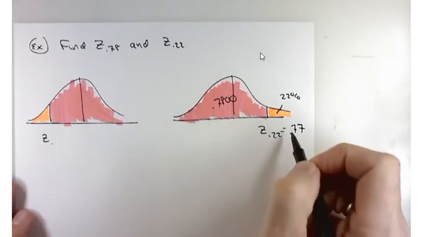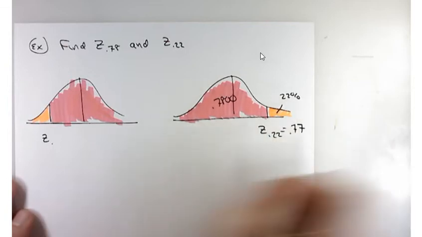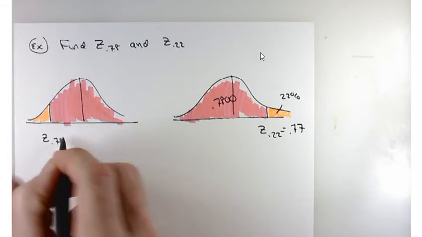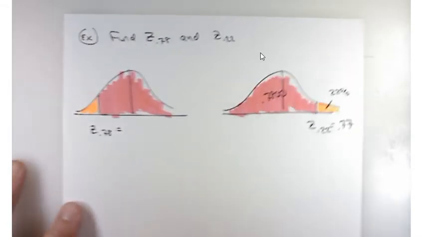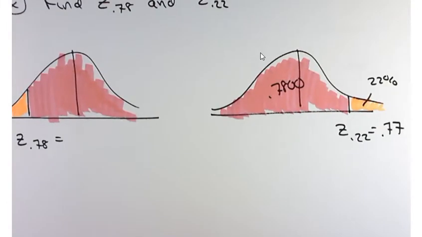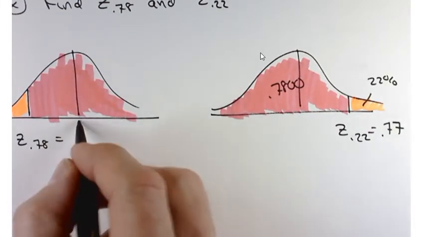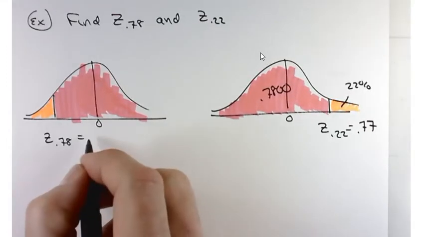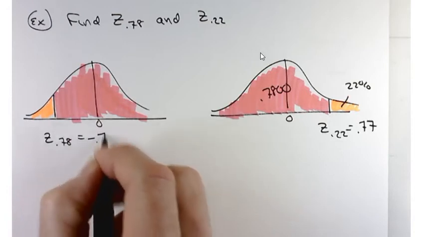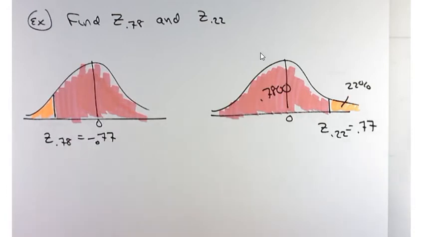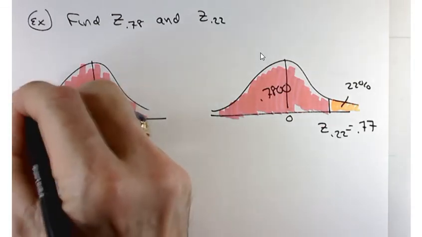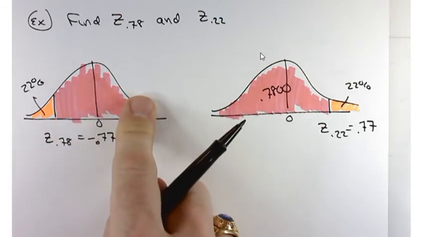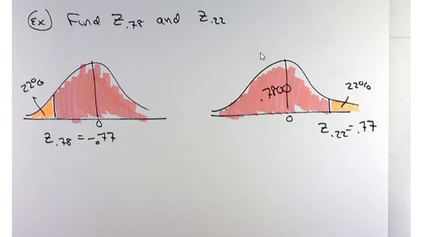Now, if 0.77 puts 22% of the area in the right tail, what z value is going to put 22% of the area in the left tail? It's just going to be on the other side of 0, right? Remember, these curves are symmetric. So to the left is going to be the point negative 0.77, which puts 22% of the area in the left tail, and then 78% of the area in the right tail, which is exactly what this is, Z sub 0.78.